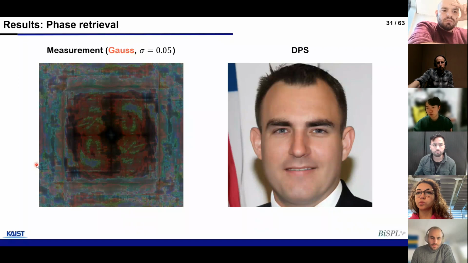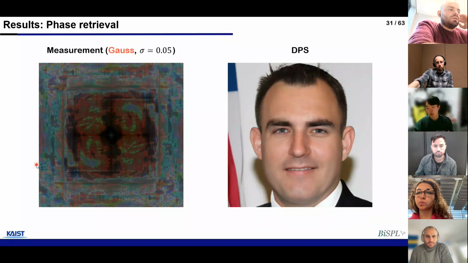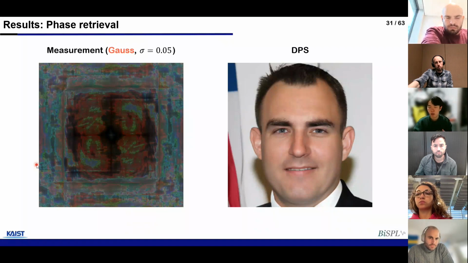For those of you who do not know what phase retrieval is, it's a problem that tries to estimate the phase in the Fourier domain. And this is a notoriously hard problem because most of the information of the image is actually concentrated in the Fourier phase rather than the Fourier magnitude of an image.